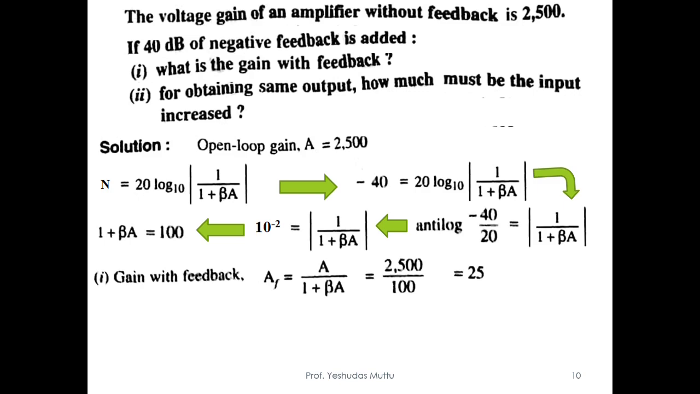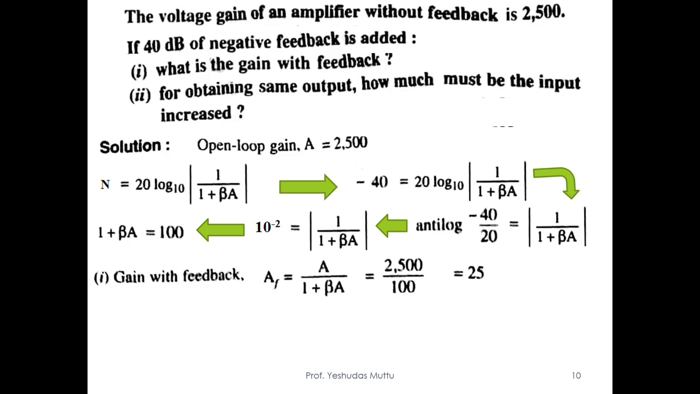Now the next part of the problem is very important. For obtaining the same output, how much must the input increase? Now this question itself is not so clear. Let me make it clear to you all. Now listen to this properly. Say for example, I want to produce an output of 5 volts by using the amplifier. And the amplifier with feedback as well as without feedback should give me 5 volts. Now this is not possible if the input is the same in both the cases. So input should be changed.